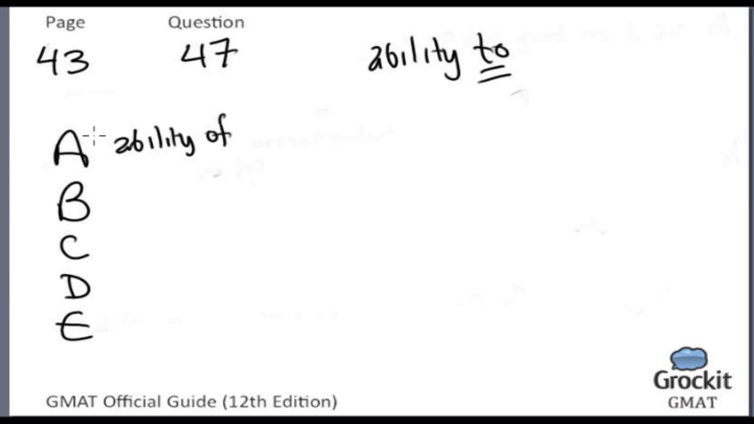Ability of is not the correct idiom. You normally have the ability to do something. So ability of ruins choice A. Let's see if any of the other ones have ability of. Choice B has ability to. Choice C has ability to. D has ability to. E has ability of. So we can get rid of choice E as well. The vertical scan really can save you a lot of time on test day.